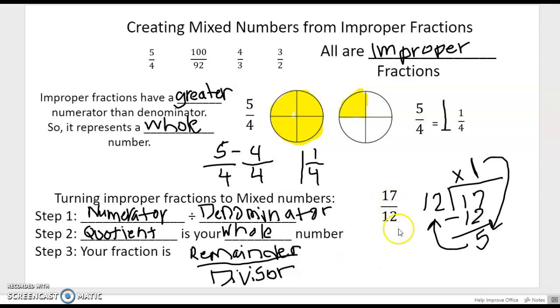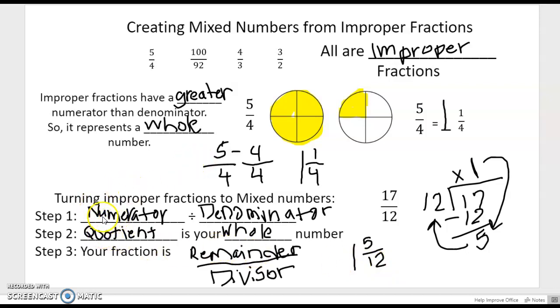So in this case, 17/12. My mixed number is 1 because my quotient is the whole number. Right here, my quotient is the whole number. My remainder is my numerator, and my divisor is my denominator. Notice my denominator never changed. In all of my examples, it stays the same. So that's one big clue to creating your mixed number. Make sure you are keeping your denominator unless you need to simplify.